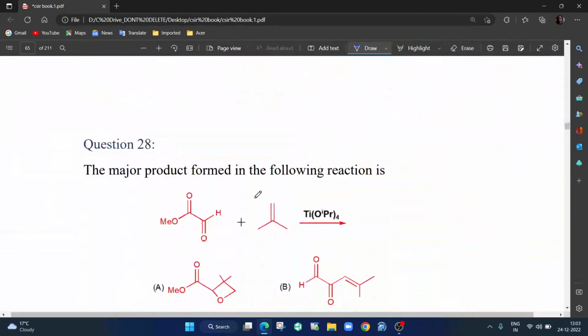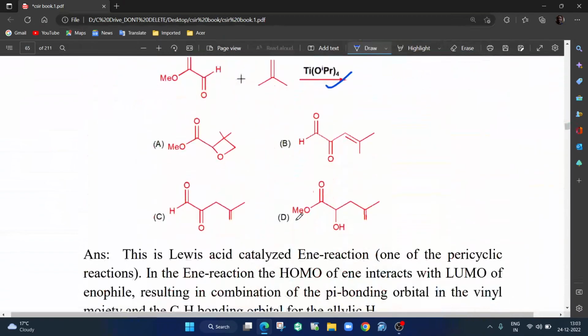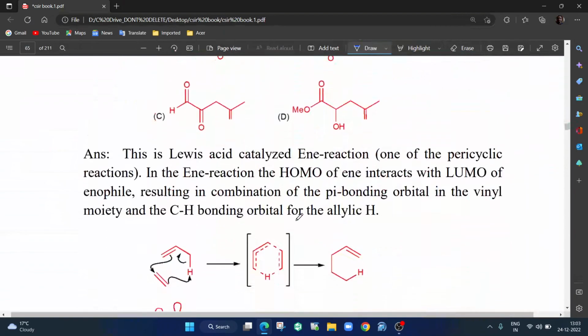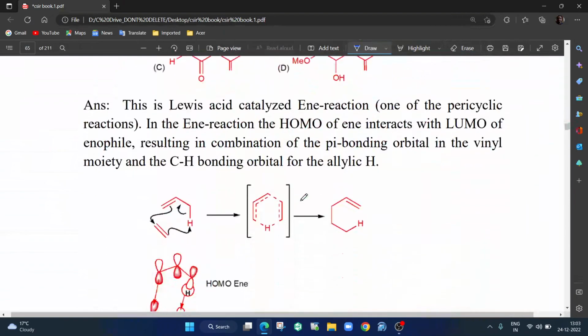Okay, moving on to the next question, question number 28. It says the major product in the following reactions. You are having an alkene and you are having a diketone, and the catalyst used is titanium isopropoxide. It is effectively a modified form of ene reaction. You know what is ene reaction? Ene is basically alkene, and plus enophile. Enophile is you are having allylic hydrogen, right?